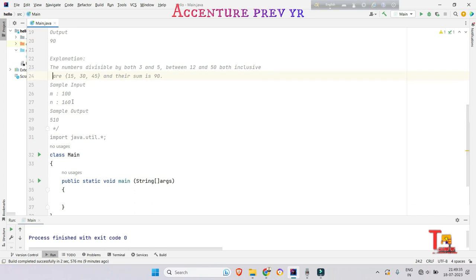Another sample input is 100 and 160. Between 100 and 160, there are certain numbers that are divisible by both 3 and 5. So if we sum those numbers, it will come to 510.